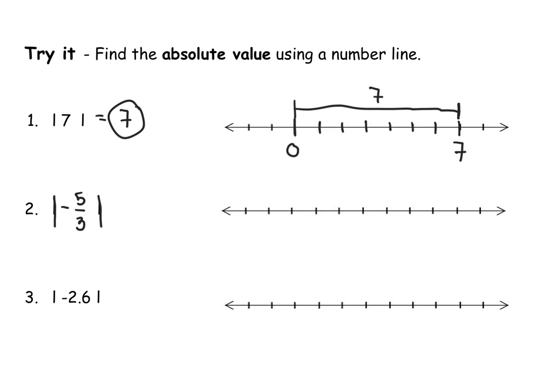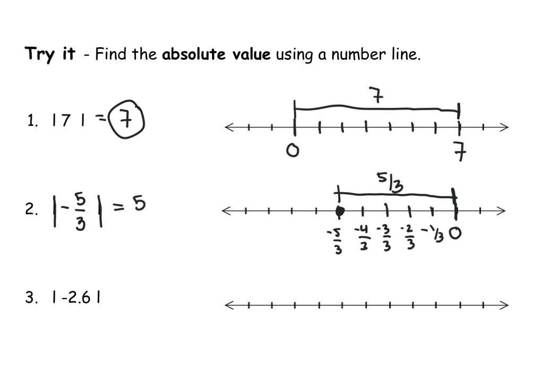-5/3. This time I'm going to put my 0 over to the right side, and I'm going to say this is negative 1/3, negative 2/3, negative 3/3, negative 4/3, and negative 5/3. And the distance between negative 5/3 and 0 is 5/3. So the absolute value of negative 5/3 is positive 5/3.